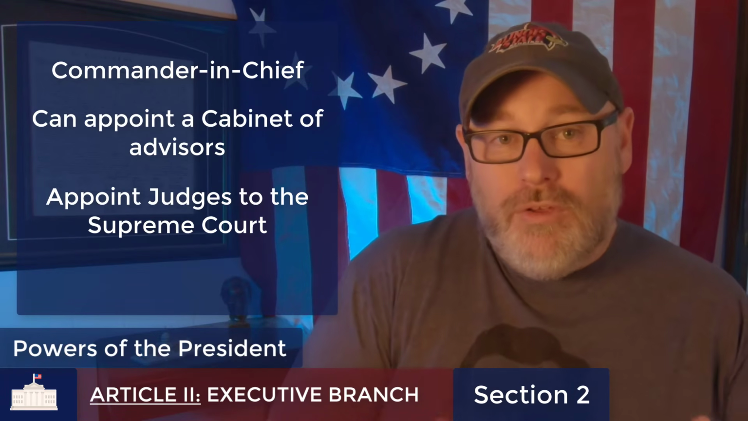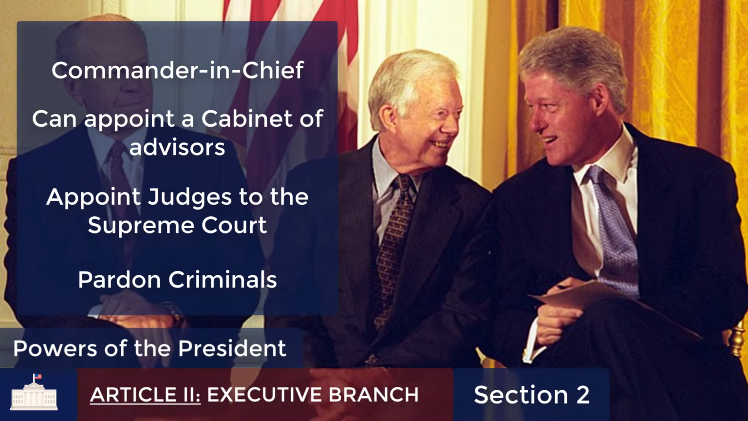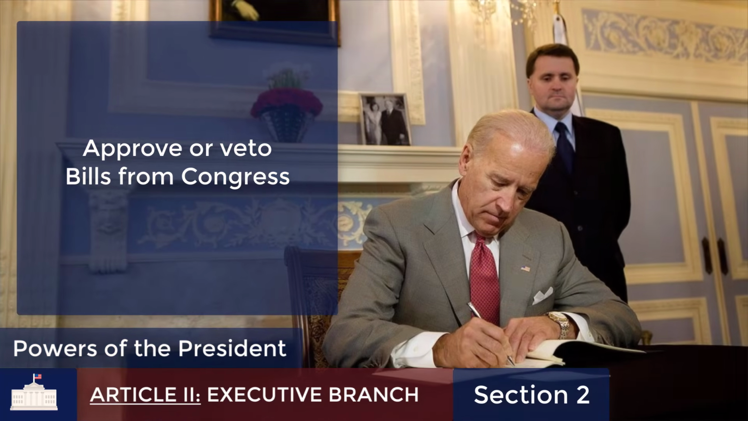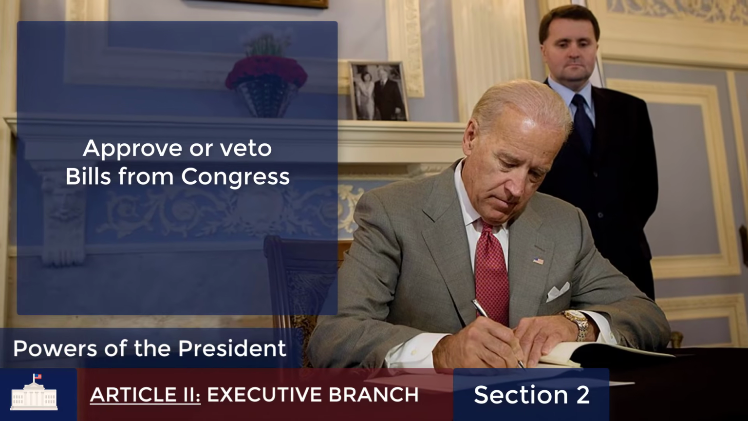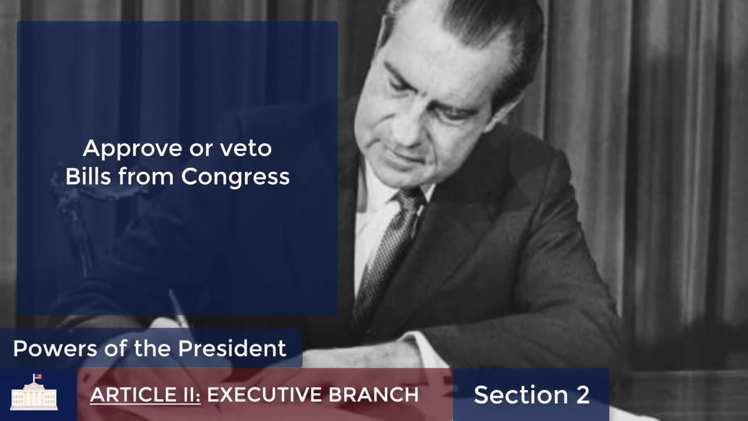The president also has the power to pardon or forgive criminals of their crimes. Then, of course, the president is given the power to approve or veto bills that have been passed by Congress before they become law. If a bill is approved and signed by the president, it becomes law. If it's rejected, then it's called a veto.